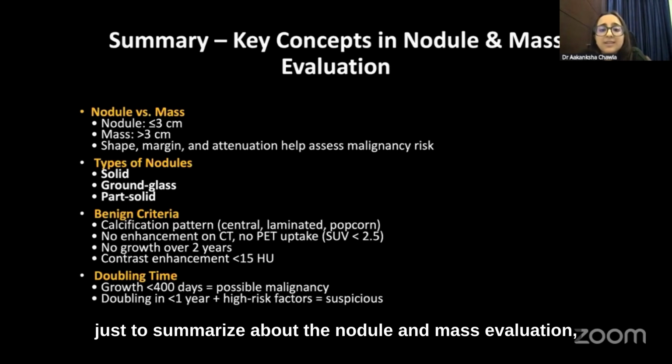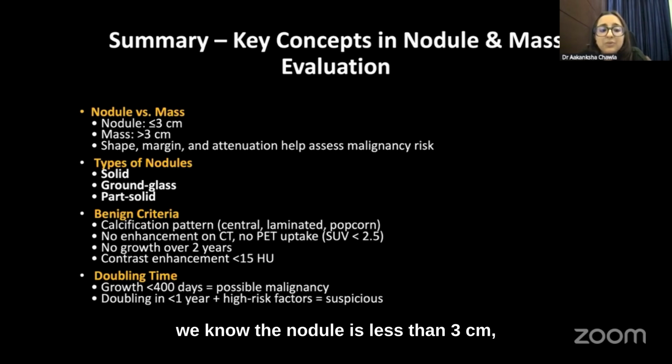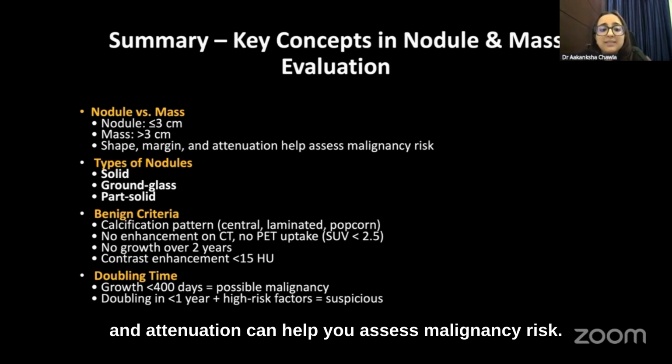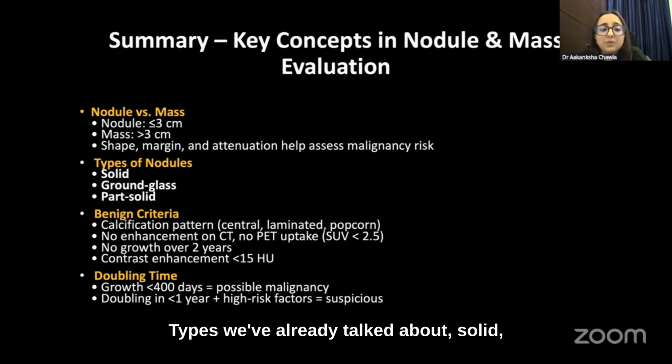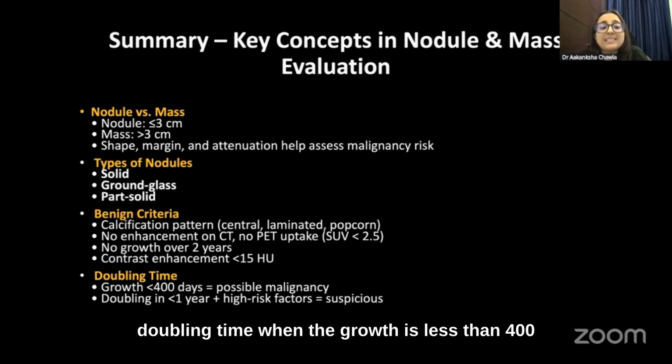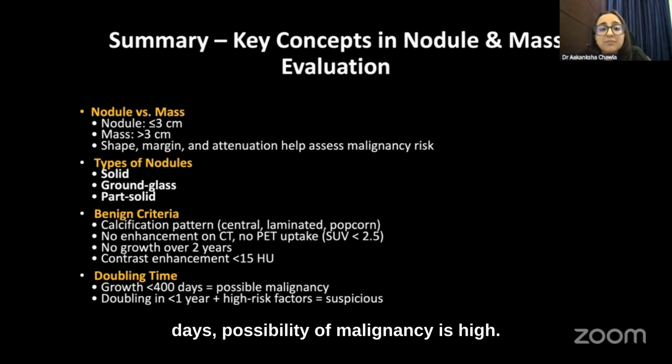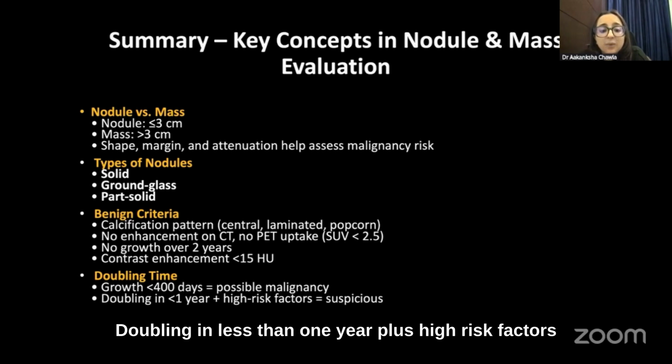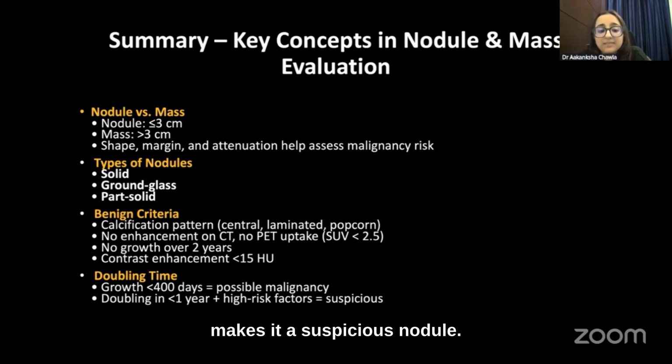Then, just to summarize the nodule and mass evaluation, we know that a nodule is less than 3 centimeter, a mass is more than 3 centimeter. Shape, margin, and attenuation can help you assess malignancy risk. Types we've already talked about: solid, ground glass, and part solid. Benign criteria are calcification, no enhancement on CT, no PET uptake, and no growth over 2 years. Then doubling time: when the doubling time is less than 400 days, the possibility of malignancy is high. Doubling in less than 1 year, plus high risk factors, makes it a suspicious nodule.